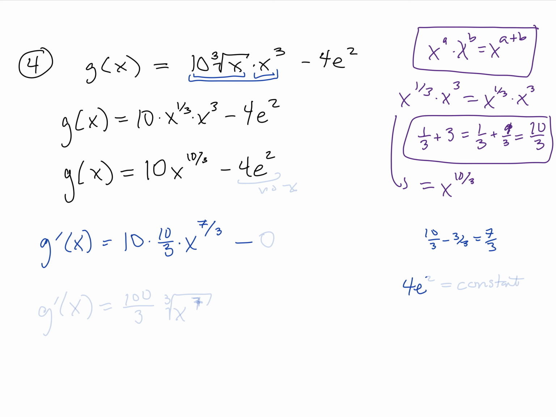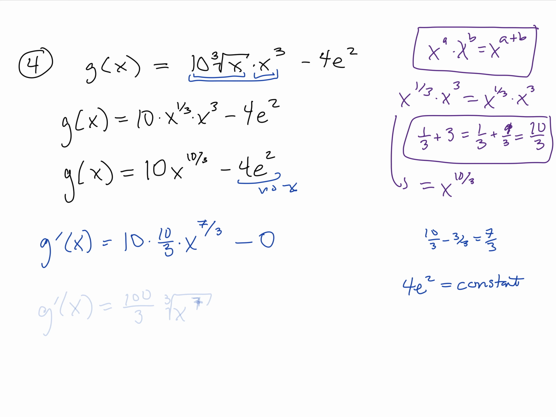Notice that 4e squared is a constant. It is a constant because e is just a number. It is not the variable in this equation. It is not x. There is no x in here at all. And if there's no variable, that means that thing is a constant. So its derivative is just 0.